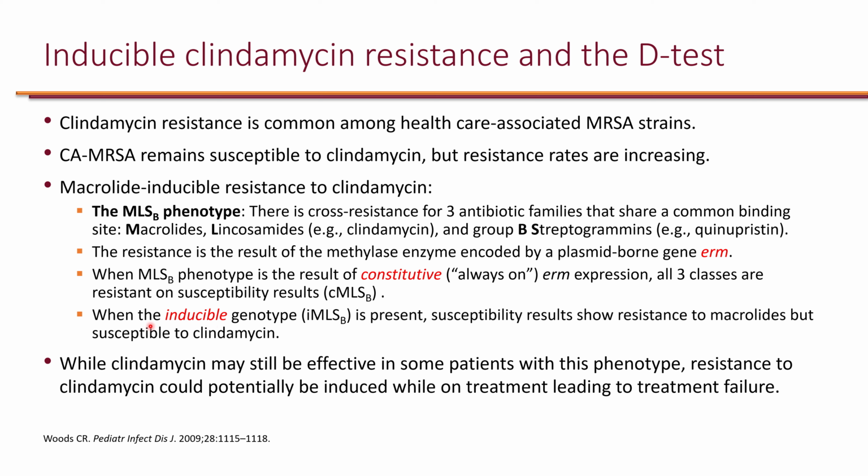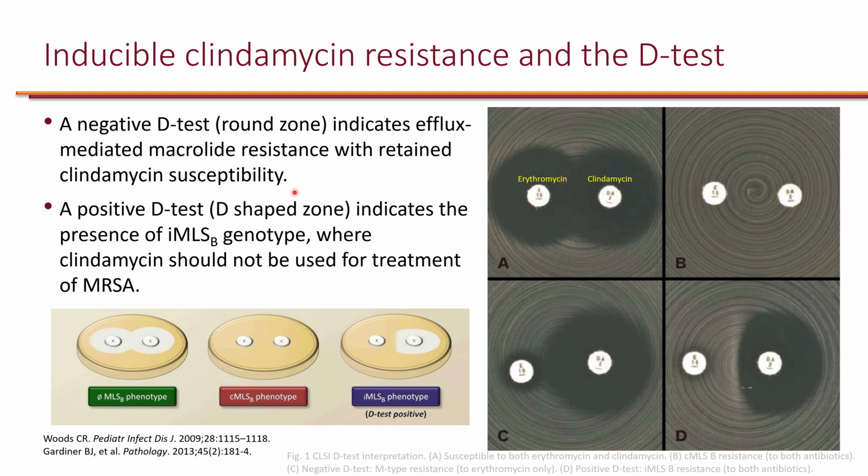The problem is if it's inducible and you get your susceptibility results back, it may show resistant to macrolides but susceptible to clindamycin. And that's a problem because then you might say, okay, it's resistant to macrolides, so we don't use macrolides, but we will use clindamycin. And then while the patient is receiving clindamycin, resistance might emerge and lead to treatment failure. So the way to catch inducible resistance is to do the D-test.